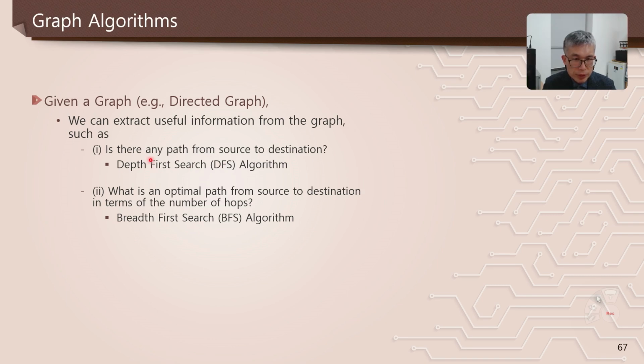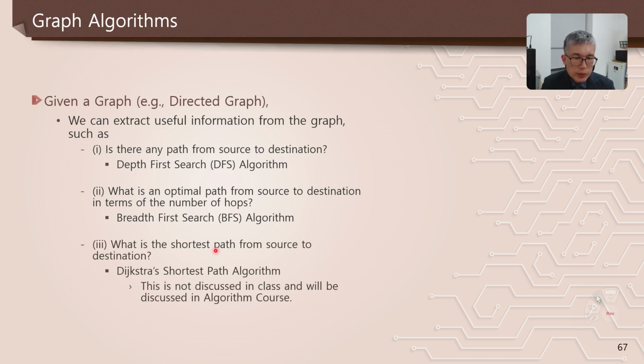In the depth first search case, is there any path from source to destination? In the breadth first search case, what is an optimal path from source to destination in terms of the number of hops? If the edge value is the actual travel time or distance, we need to use the Dijkstra shortest path algorithm rather than BFS, to find the shortest path from source to destination. I mentioned that Dijkstra's shortest path algorithm is used, but it is not discussed in this class, and we'll see it in the algorithm course.